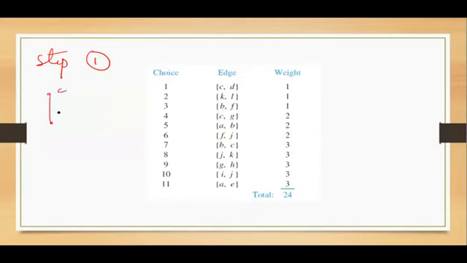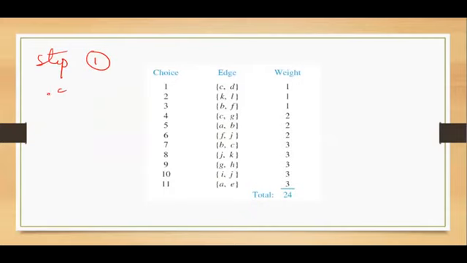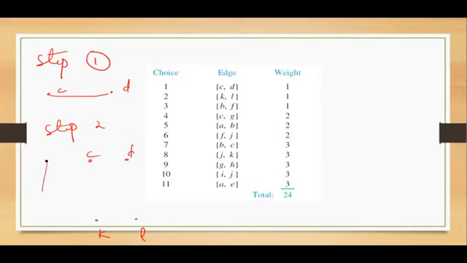CD is, sorry, it is in this way. C, D. Then step 2 was adding KL. So C, D, K, L. Now here I'll directly add BF. Then after that I am supposed to add CG. So all of these edges' weights are 1.